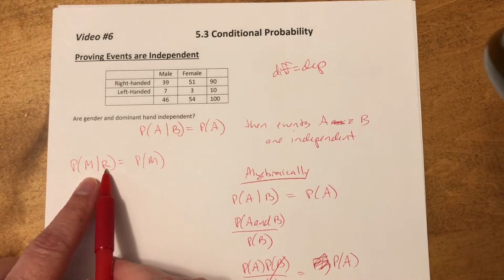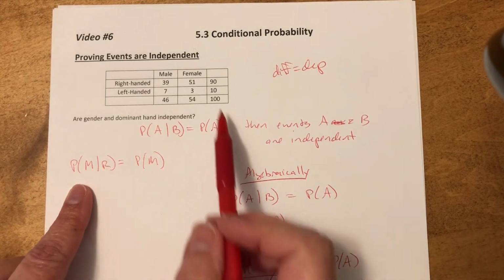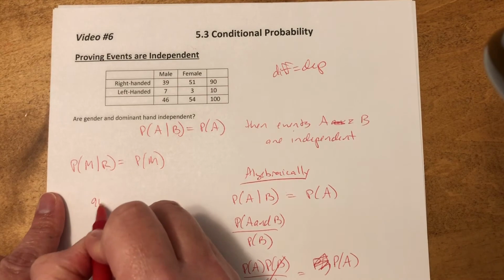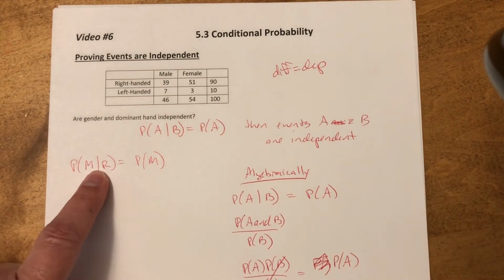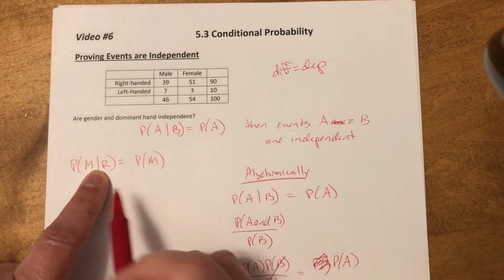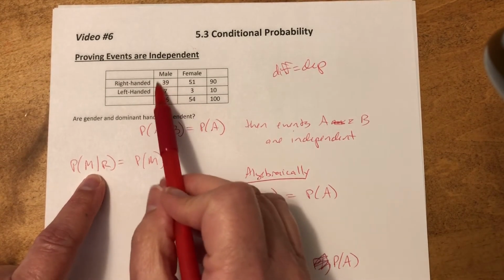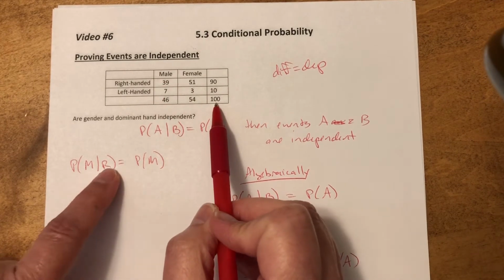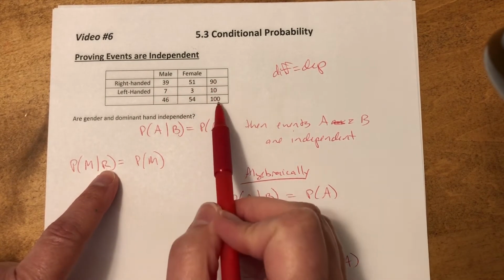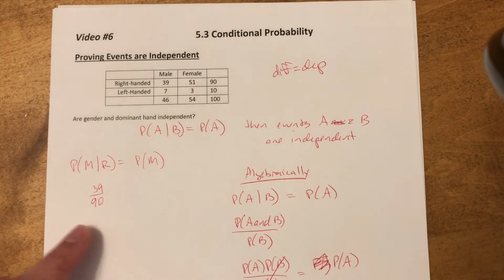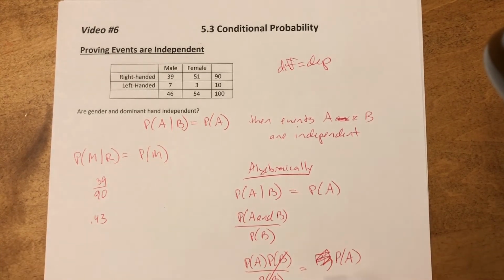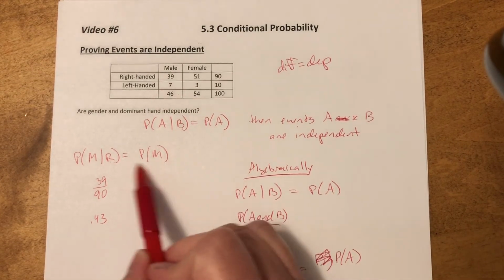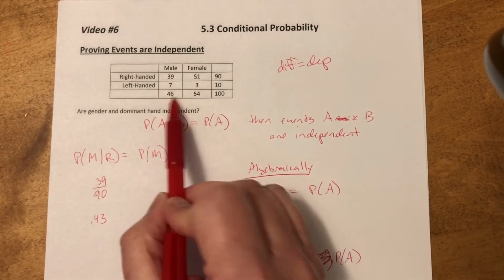I'm going to read this as, of all the right-handed people, 90, what proportion are male? 39. Or I can think about this as "and" over the condition. Male and right-handed is 39 over 100, over the condition, which is right-handed, 90 over 100. I'm still going to get 39 over 90, which happens to be 0.43. Now, if this equals the probability of being male, then these events are independent. The probability of being male is just a straight marginal distribution. That's just 46 over 100.